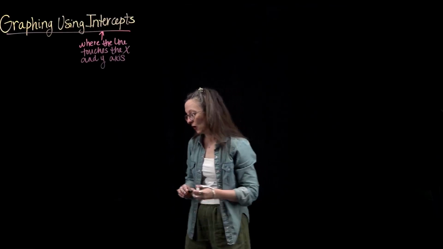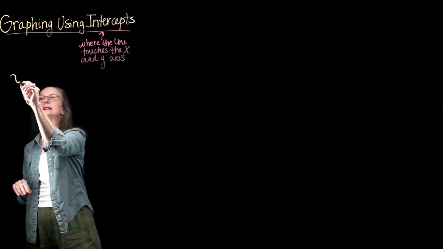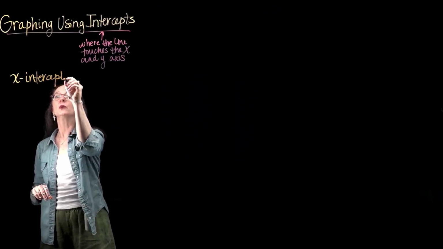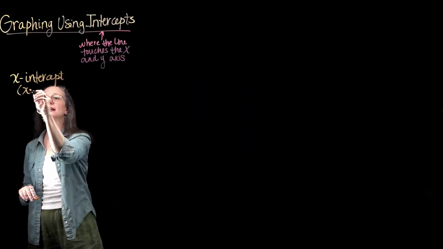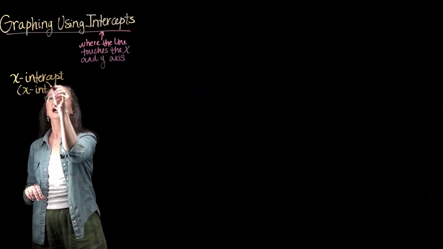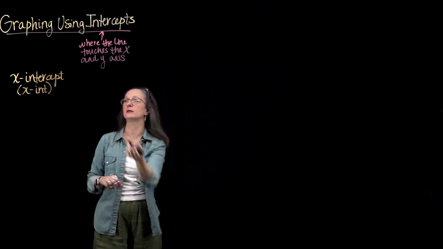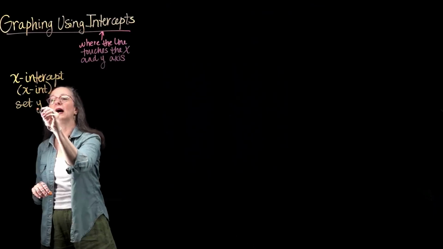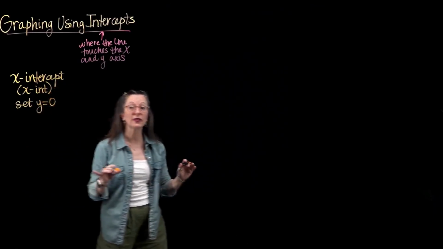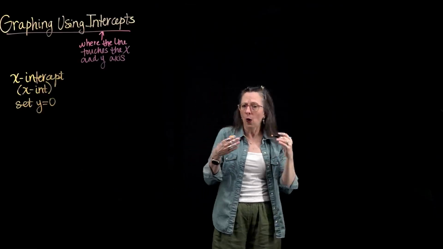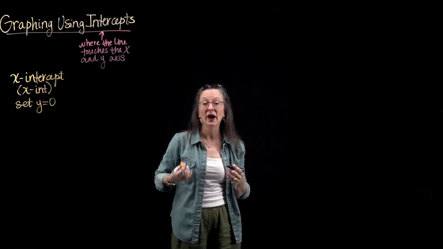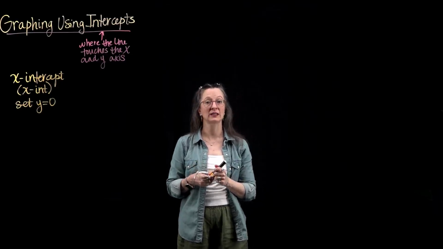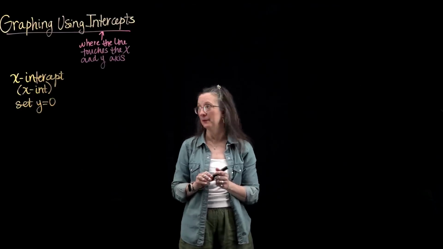All right, so if I want the x-intercept, and from here forward, I'm going to rewrite that as x with a dash int, x-int. To find the x-intercept, we're going to set y equals 0. Now the reason for that is on the x-axis, our y value is 0. So that gives us an easy way to track down where that x-intercept is going to happen.